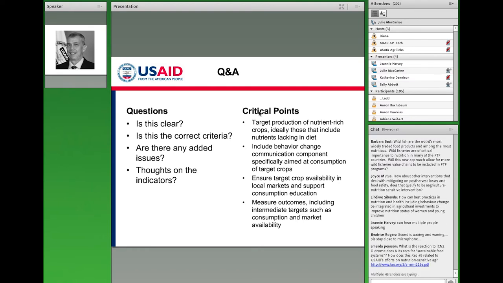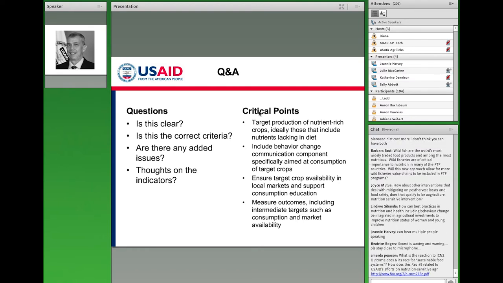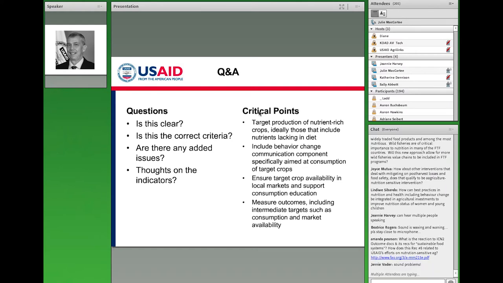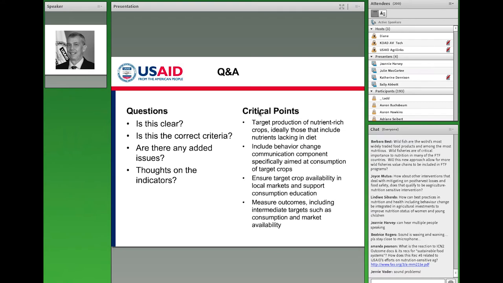And I also just wanted to point out that Ann Swindale is in the chat box, and she is one of the key members of our M&E team to help develop this guidance. And she had a suggestion on including a reference requirement that DCC includes messages aimed at overall dietary diversity, including additional DCC on targeted nutrient-rich value chains. And I think that's a great point to make.